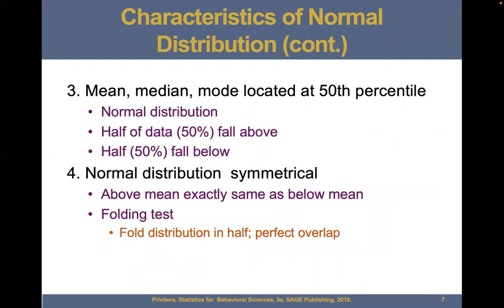What I would probably focus on, you can write down if you'd like, is this. Half the data fall above or below, that's why it's symmetrical. Normal distribution is symmetrical. Above the mean is exactly the same as below the mean. The folding test, you fold it right there at the top, it would have the same distribution. If you had a sheet of paper, it would have a perfect overlap.